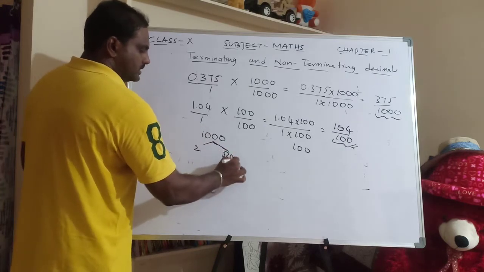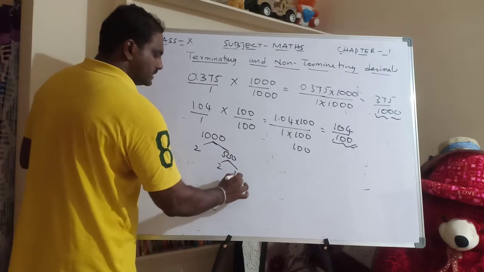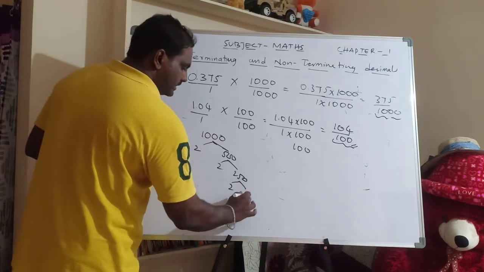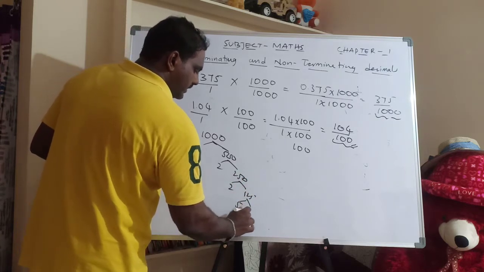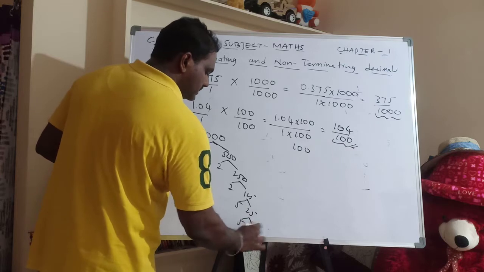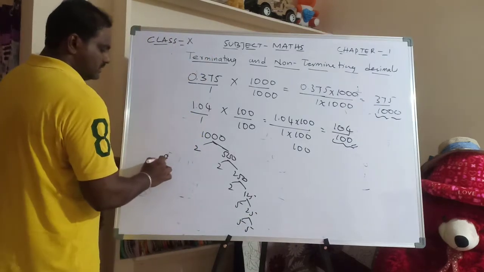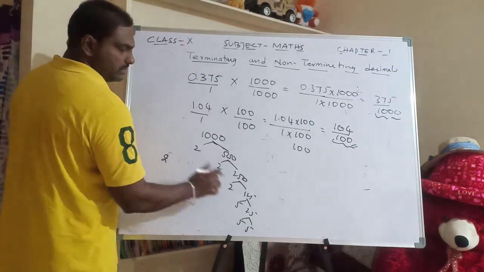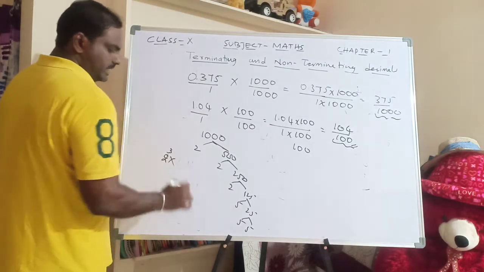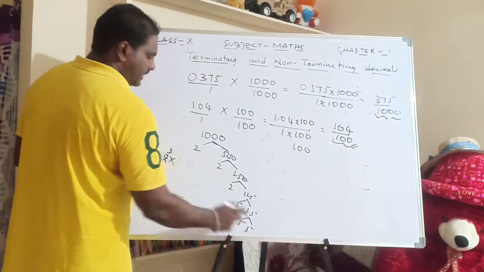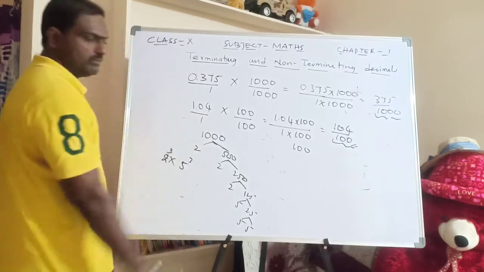2 500s, 2 250s, 2 125s, 5 25s, 5 5s. That means 2 into 2 into 2. How much is it? 2 power 3. 5 into 5 into 5. How much is it? 5 power 3.